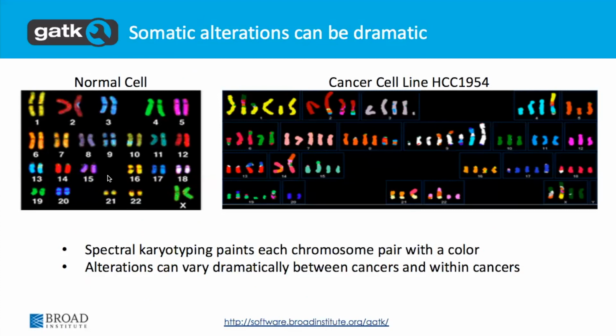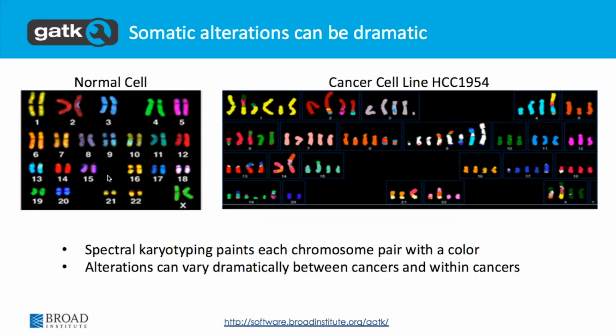But I just want to remind you that in a cancer context, you will have some somatic alterations. They're much more dramatic than what you see in the germline context, because if you see a karyotype for a normal cell, that's the karyotype that you kind of expect, right?